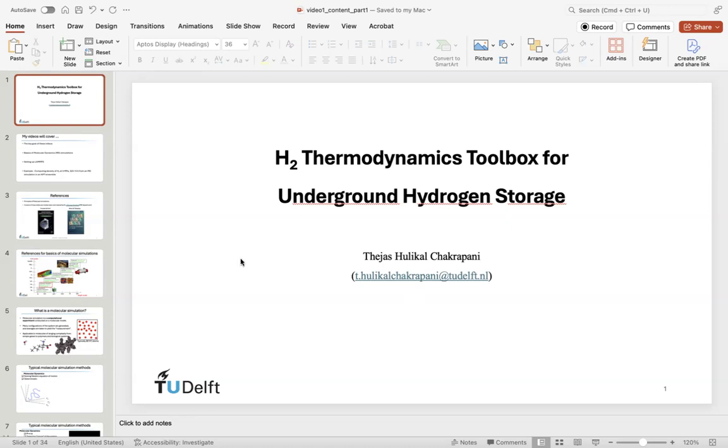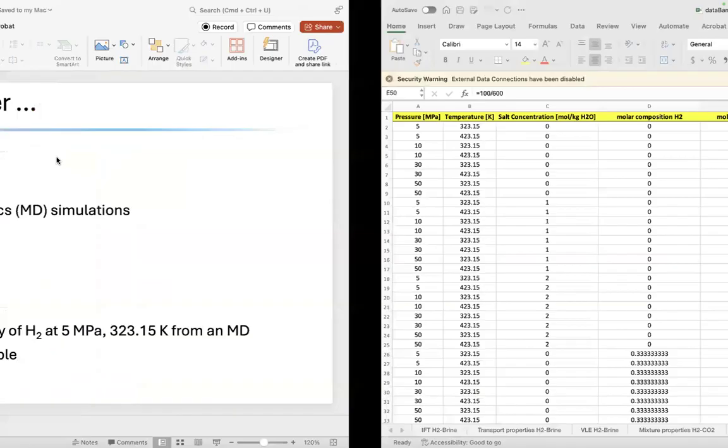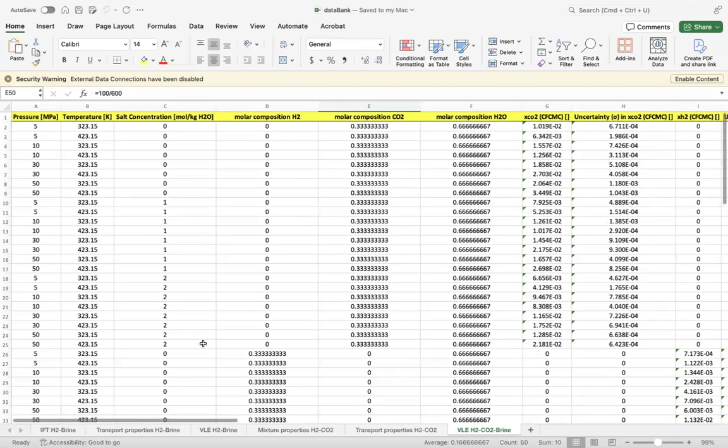So what I wish to cover in these videos is that firstly, I want to show you how a particular database looks like. This is an Excel file where I've collected all the data that has been collected from molecular simulations from our group.